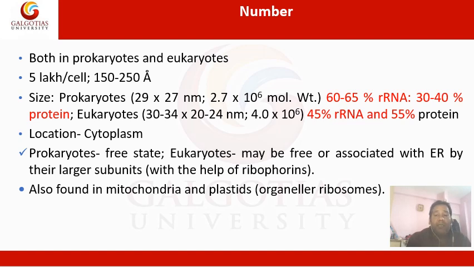There are certain 70S type ribosomes that are also present in mitochondria and plastids, and these ribosomes are known as organelle ribosomes as well.